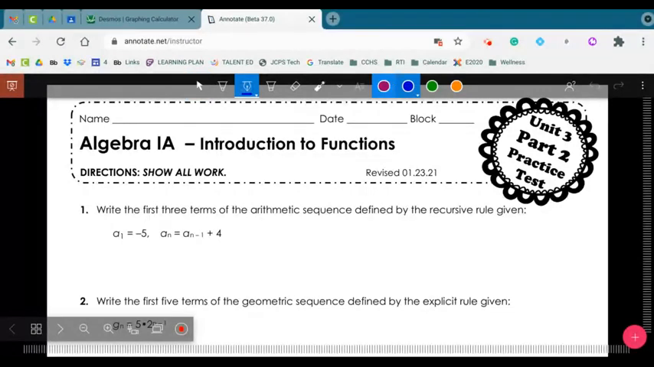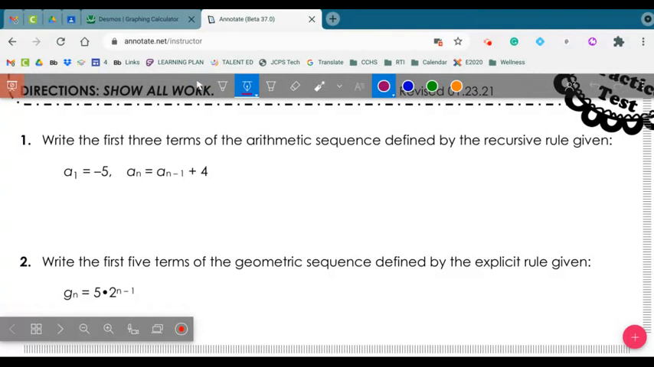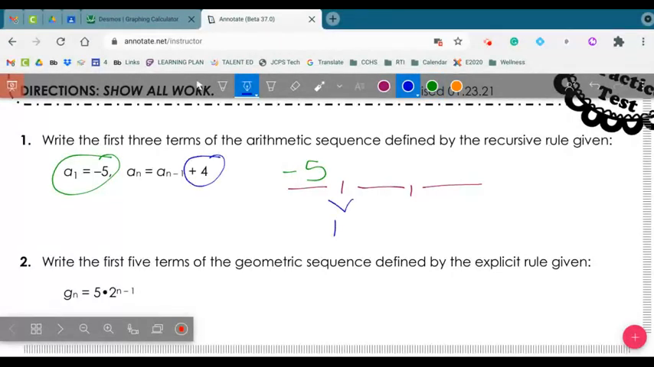recursive rule. So we're going to create our 3 lines, because we just have to write the first 3 terms. So it says a sub 1 equals negative 5, so we're starting with negative 5, and then we're adding 4 each time. So we're going to get negative 1, and then add 4, we're going to get 3. So those are going to be our first 3 terms. Please make sure you guys show supporting work on this, or else you will not get full credit.